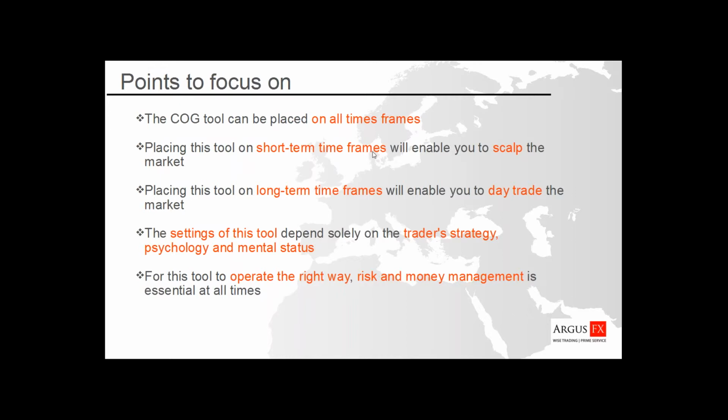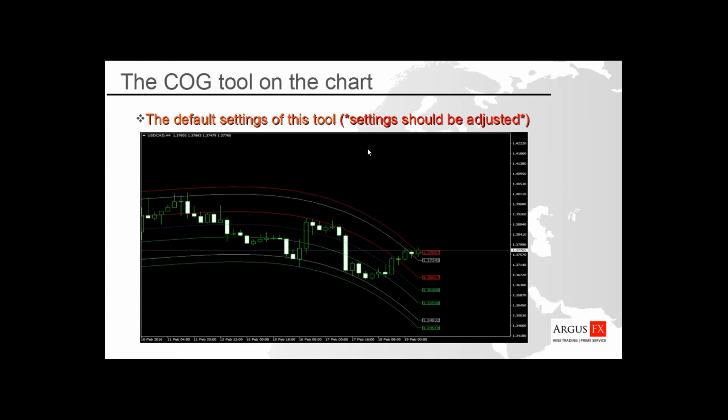Let's see now how this tool looks like. And by the way, these are the default settings of this tool. And as we already mentioned before, the settings should be adjusted according to your own trading style. So as we already said before, we have the COG tool. These top lines represent major resistance levels, which means that the price here is expected to drop as it has already approached overbought levels. This is the middle blue line of the channel.